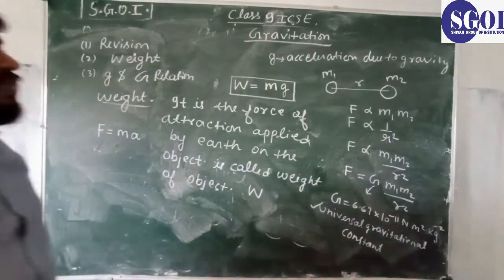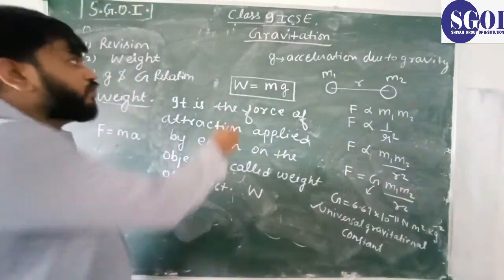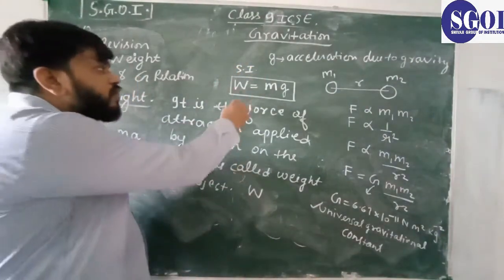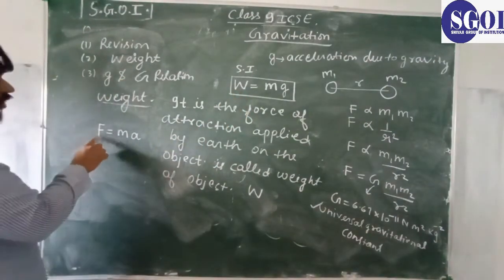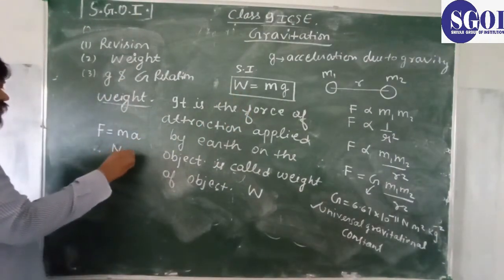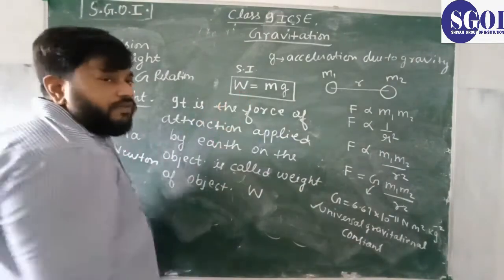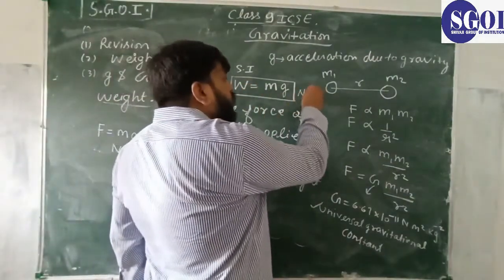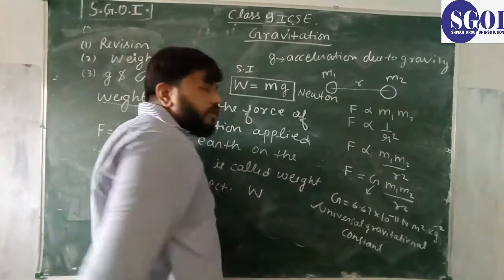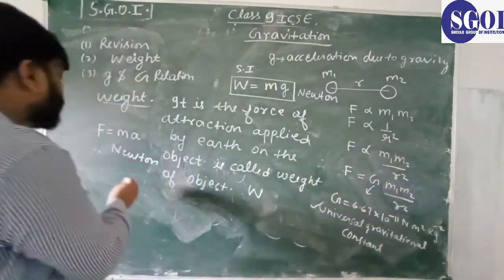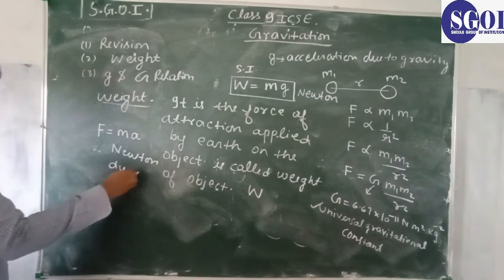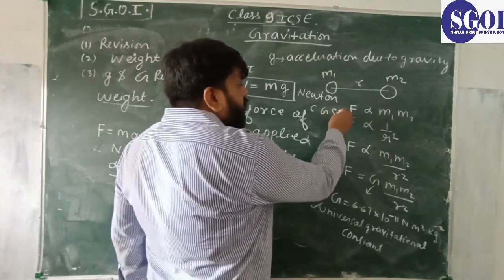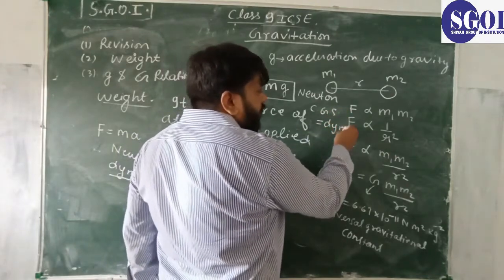Now what is the unit of this W? SI unit. What is the SI unit? You can find this very well because we know the SI unit of force is Newton. And weight is nothing but also a force. So the unit of weight is also Newton. The unit of force is Newton in the SI system, and in the CGS system it is dyne, d, y, n, e.